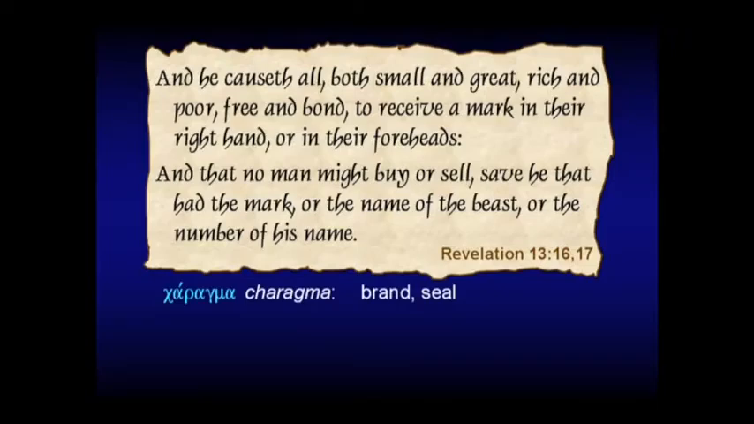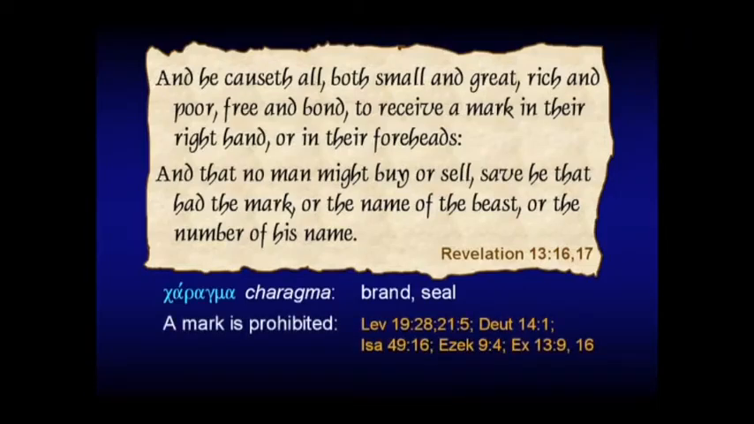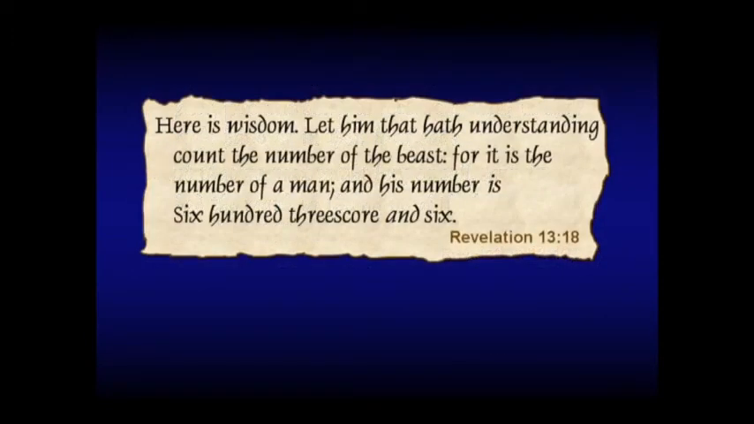The word there for the seal or the mark is charagma, a seal. A mark in the Torah is prohibited. A tattoo is prohibited. Leviticus 19 and 21, Deuteronomy 14, Isaiah 49, Ezekiel 9, and Exodus 13 are places where that is emphasized. And then the last verse of chapter 13 has spawned more books by more people. Here's wisdom. Let him that hath understanding count the number of the beast, for it is the number of a man. And his number is 666.